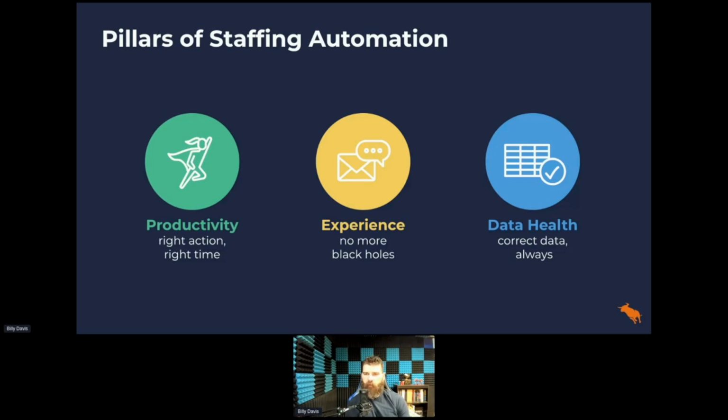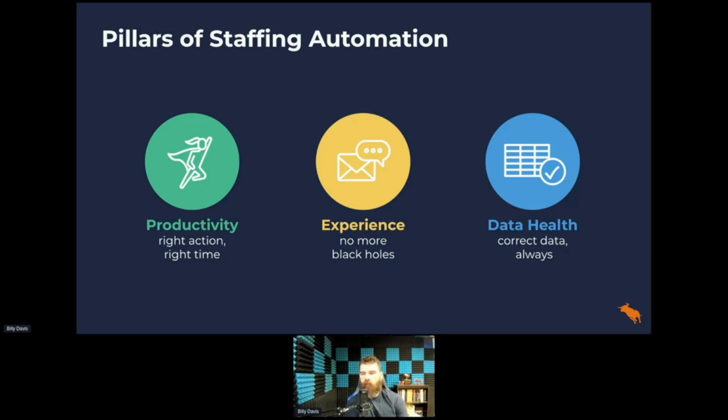The experience pillar is all around communication. So you can do text message and email communication, as well as deploy surveys or chatbots. It's all about ensuring that you don't have these black holes of communication, that the individuals you want to communicate with, whether that's candidates or clients, you're doing so. You can create these journeys, these cadences, to mix in automated communications, but then also reminders for personalized touch points from your staff.